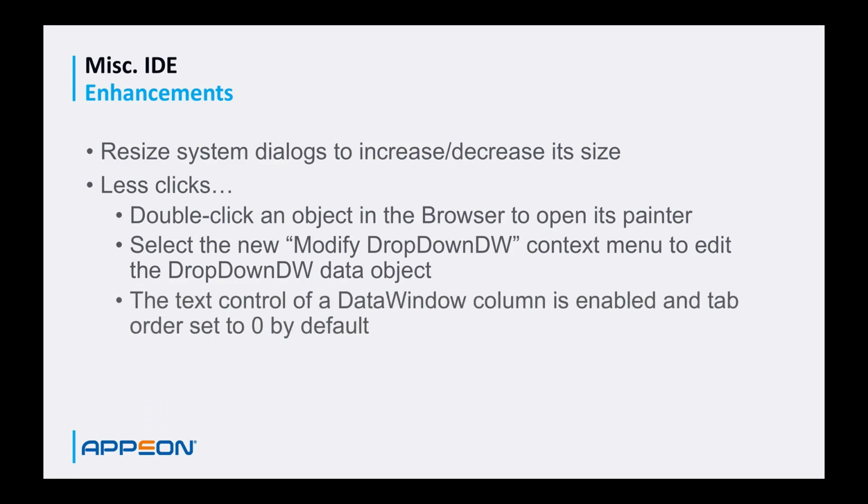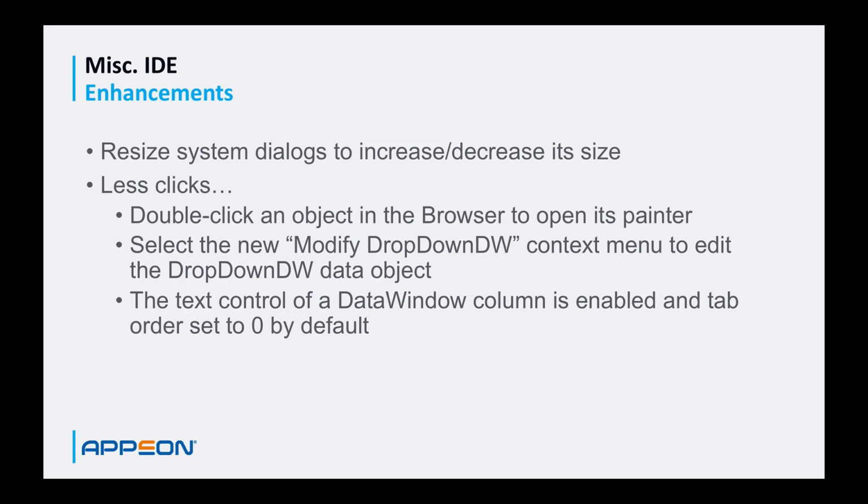Another thing that we've done to help save some clicks is that if you're adding a new column to your data window, in the past, by default, the text in the header band was not enabled and did not have a tab order set. And without that, your app is not tabbable. That's something a lot of people use because PowerBuilder apps are data intensive, and using the keyboard without taking your fingers off really keeps the productivity going. So this saves some clicks for you by default.